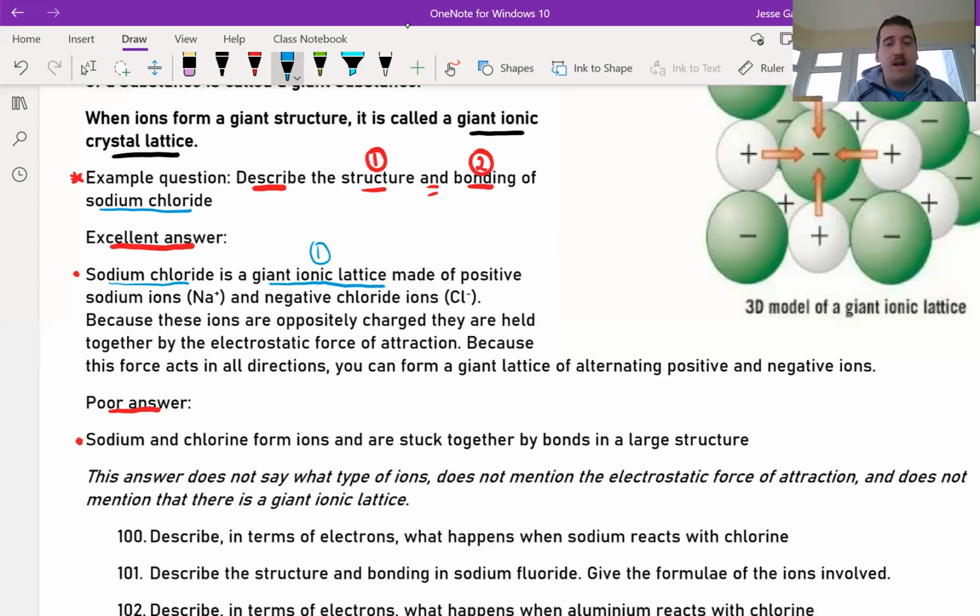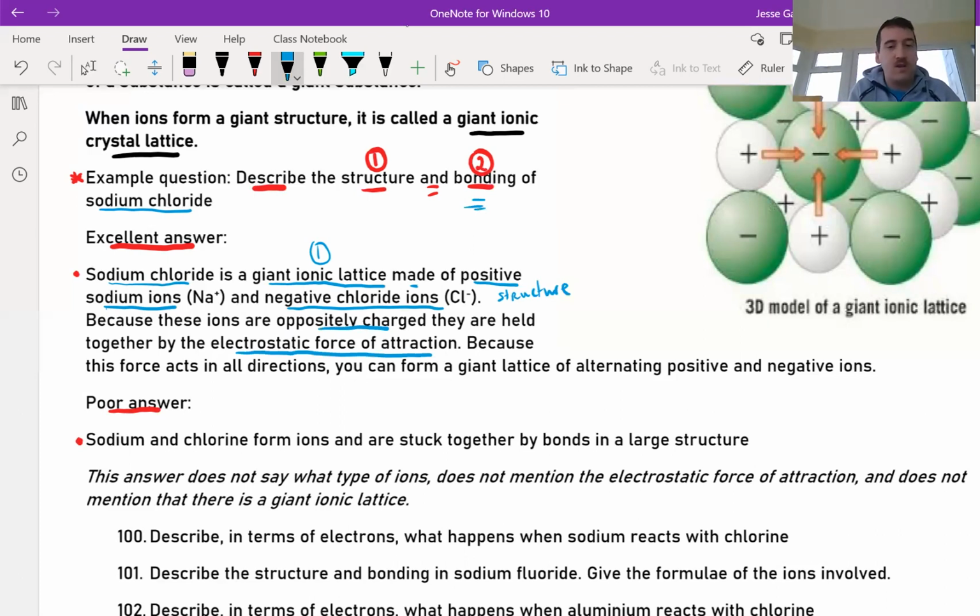And what is it made of? The lattice is made of, and look, it's given us the specific names of the two ions. It's made of sodium ions, positive sodium ions, and negative chloride ions. That's a really good answer about the structure. And that bit of the answer is probably covered fairly well. Then it goes on to explain the bonding. Because these ions are oppositely charged, they are held together by, oh, I love this, electrostatic force of attraction. So it's given details about how the bonding works.